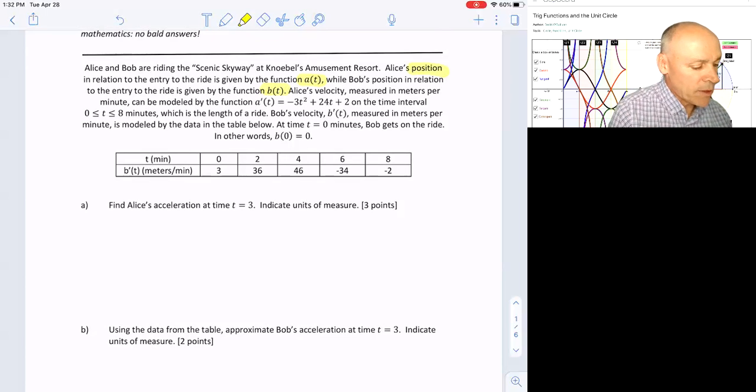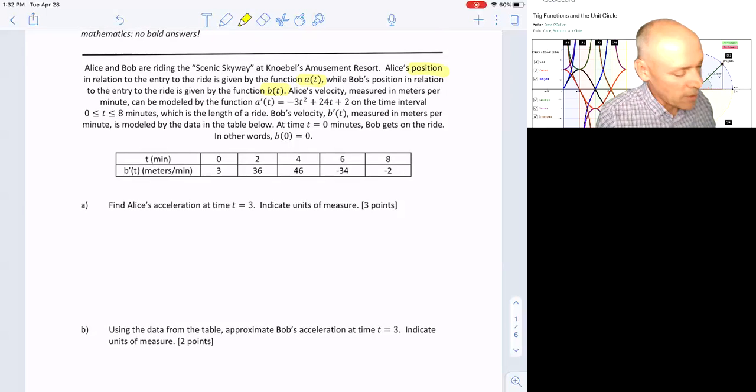At time t equals 0 minutes, Bob gets on the ride. In other words, b at 0 is equal to 0. So we're given an initial condition for Bob's position at time 0. He is at position 0. Okay.